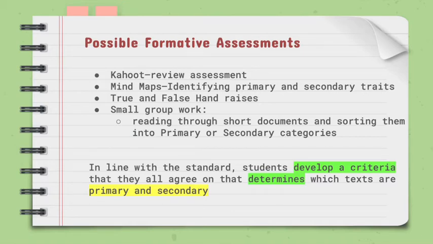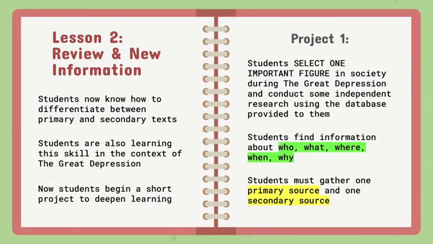And then we can also do that through small group work, which is reading through short documents and sorting them into primary, secondary categories. You can do this, again and again until you can understand which students are able to do this independently and which students continue to need help. And in line with this standard, students develop a criteria, as I said before, and they agree on it with the teacher and they agree on it with their peers, and this will help them determine this primary skill that we're looking at.